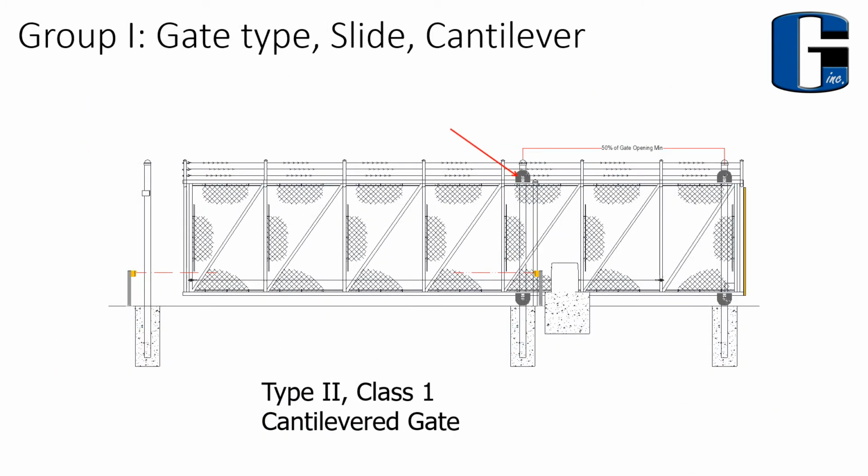So here we see an illustration of a Type 2 Class 1 cantilever gate. You can see that we have our 4 cantilever rollers. You can imagine that when the gate is in the fully closed position, the weight of the gate is going to put all the weight on this lower wheel here and this upper wheel here. Only 2 wheels are carrying the load when the gate is fully closed. When the gate is fully open, then the opposite occurs. The weight is on this lower wheel and this upper wheel.